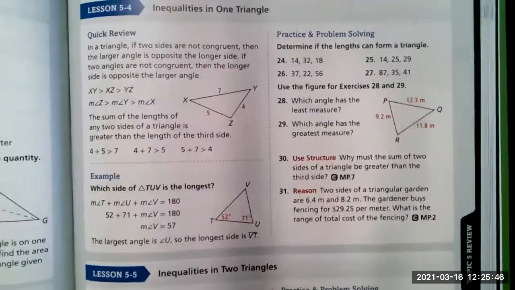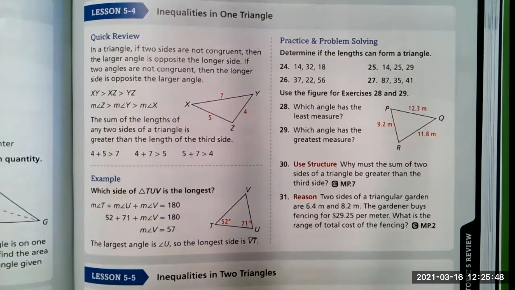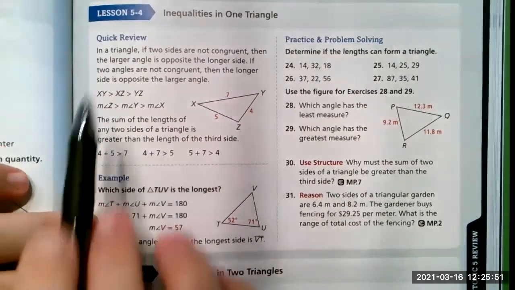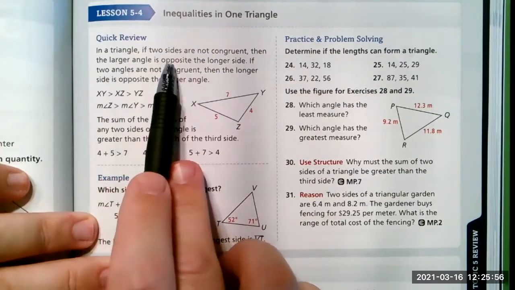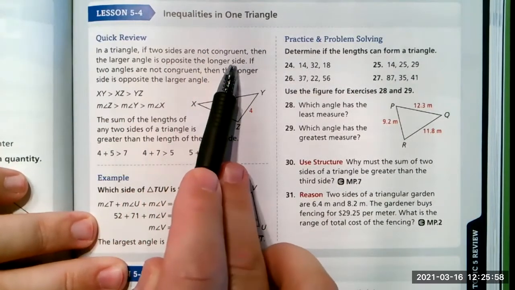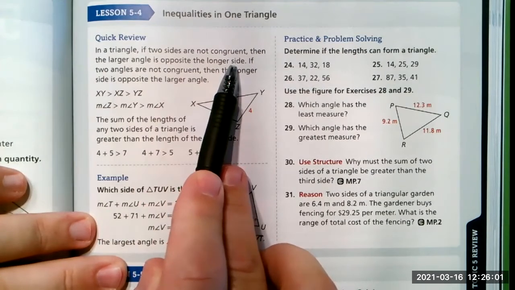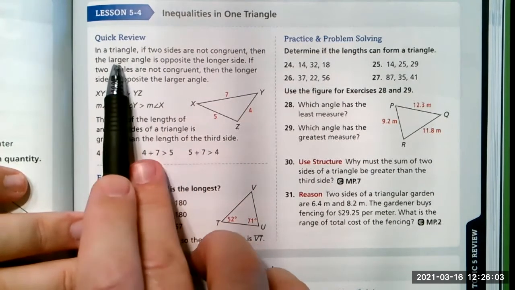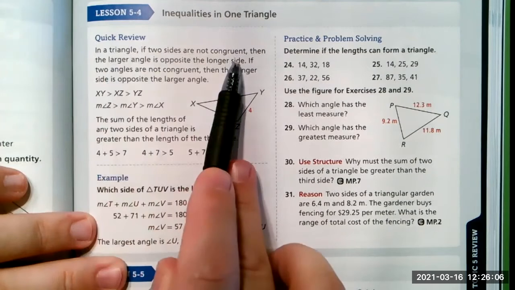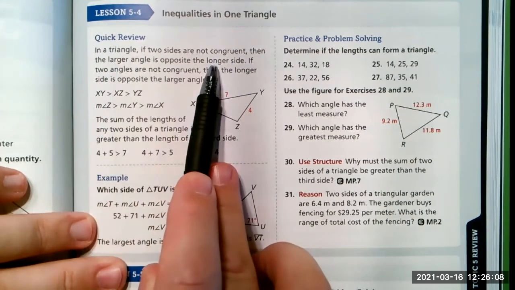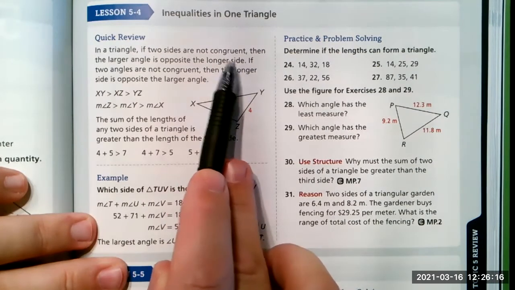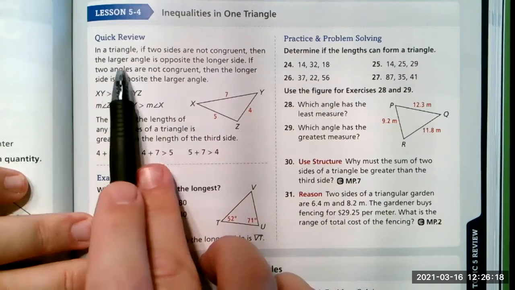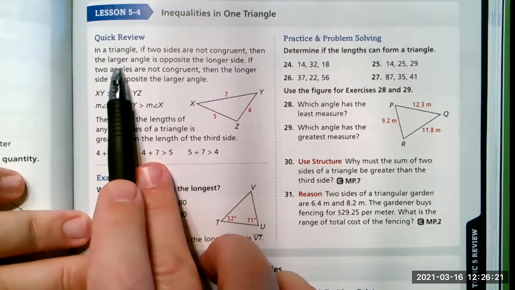5-4. So now we're getting to more recent stuff. Inequalities in one triangle. In a triangle, if 2 sides are not congruent, then the larger angle is opposite the longer side. Keep that in mind. Make sure you're paying attention to the wording here. Angles are larger and smaller. Sides are longer and shorter. Okay? So don't say that an angle is shorter or a side is smaller. You want to talk about shorter and longer versus smaller and larger. Just a small detail.